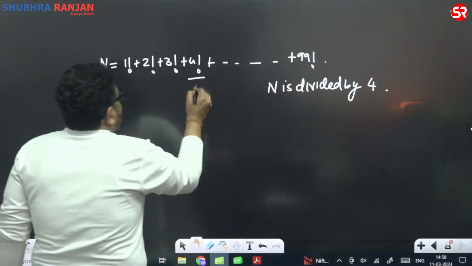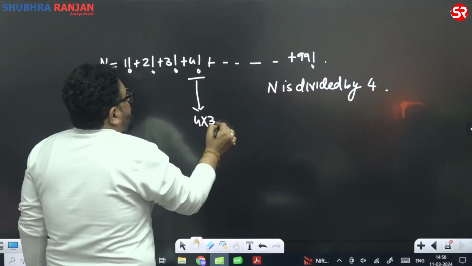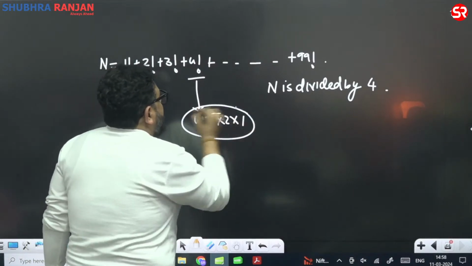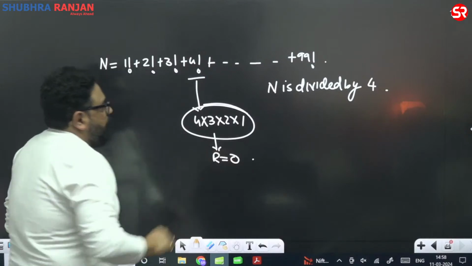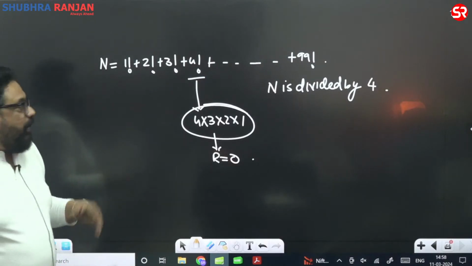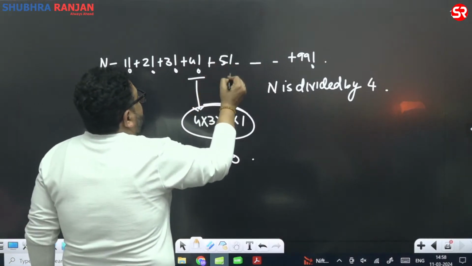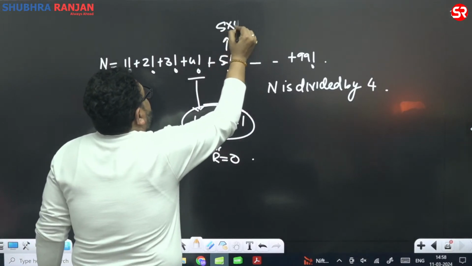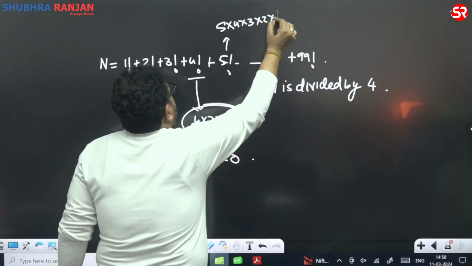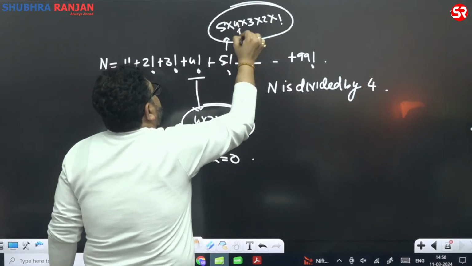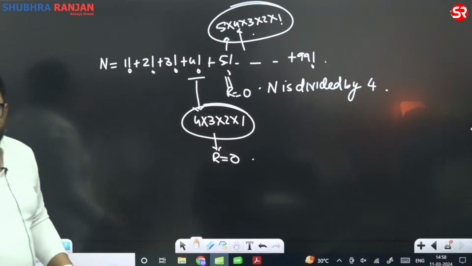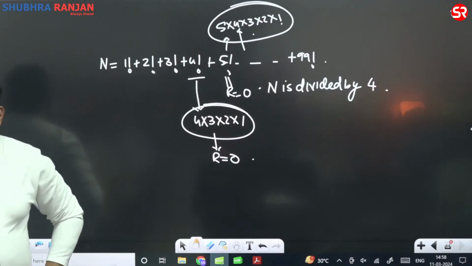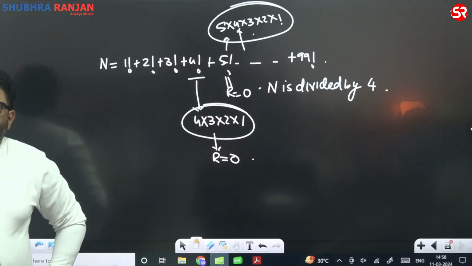See, this is 4 factorial, which is 4 into 3 into 2 into 1. It is exactly divisible by 4. Remainder would be 0. 5 factorial is 5 into 4 into 3 into 2 into 1. So definitely it is a multiple of 4. Remainder again would be 0. So any factorial after 4 factorial, when divided by 4, remainder would be 0.